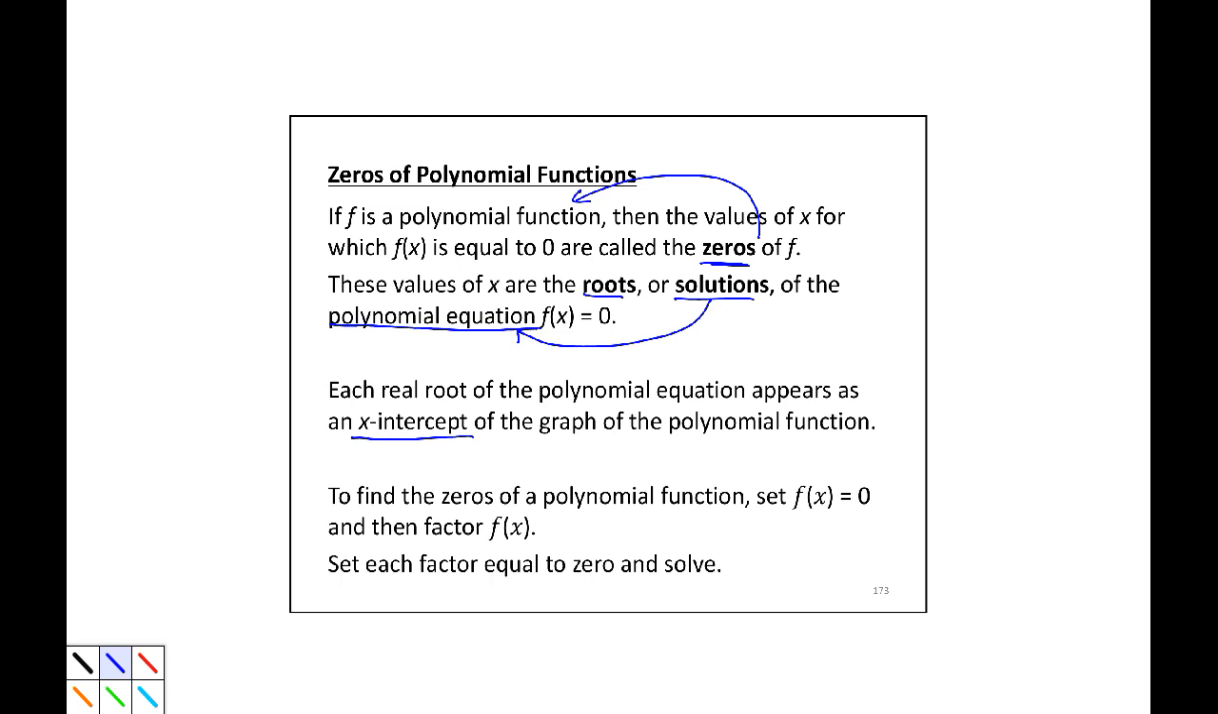To find the zeros of a polynomial function, set f of x equal to 0 and then factor. Set each factor equal to 0 and then solve, and that will tell us what those zeros of the function are. The solutions of the equation will be the zeros of our function.